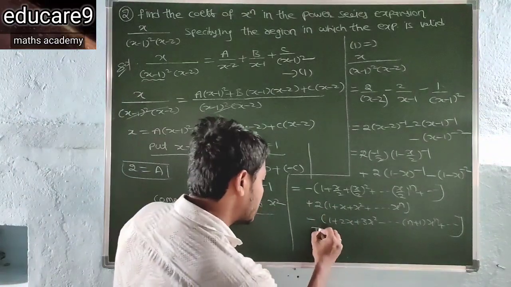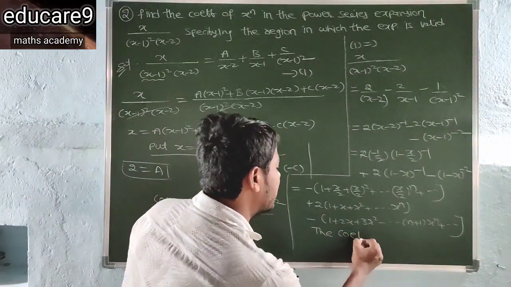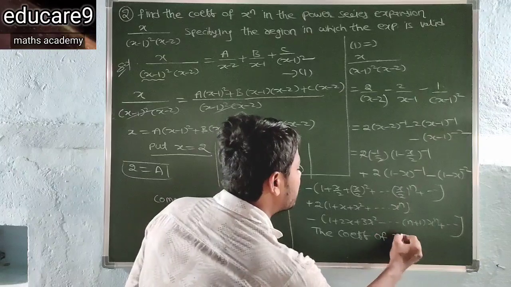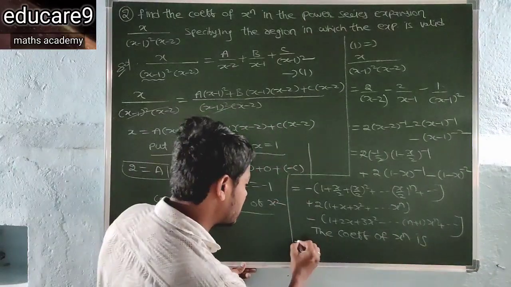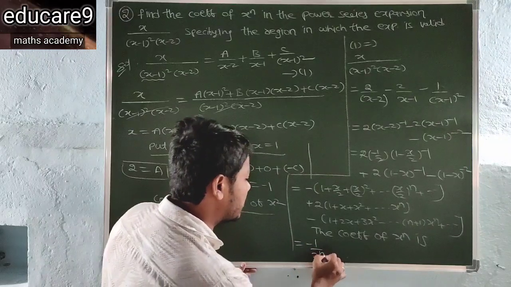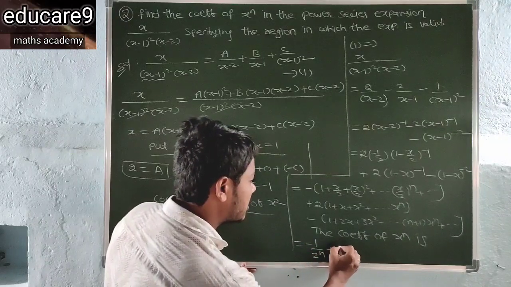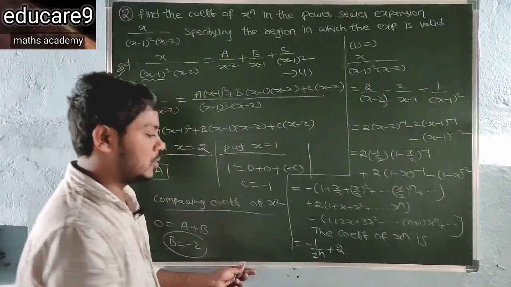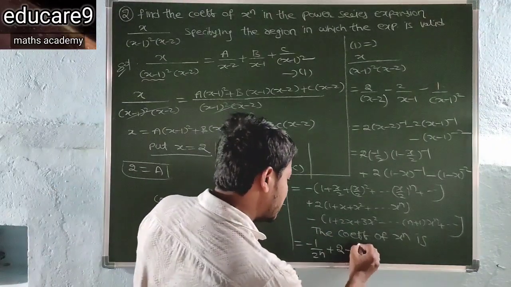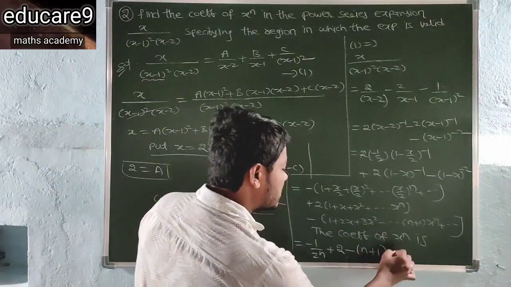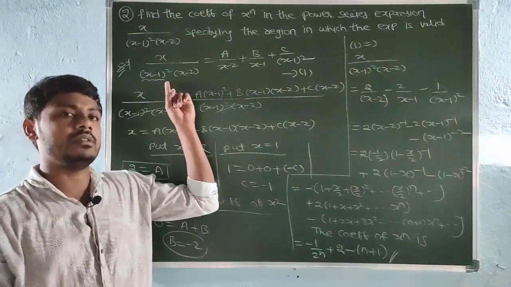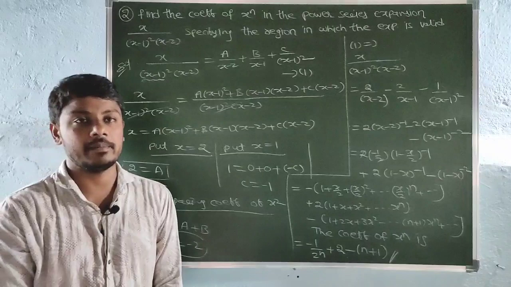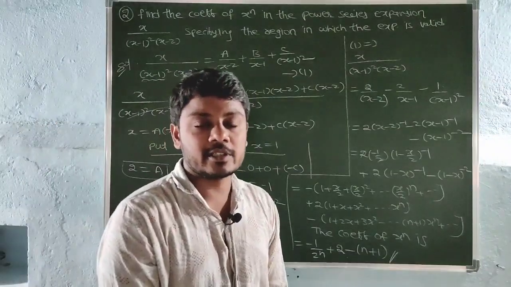So see here, the coefficient of x to the power of n is minus (1/2) to the power of n plus 2, next here minus (n + 1). So this is the coefficient of x to the power of n in this expansion. Okay, so for next session we will discuss new chapter.